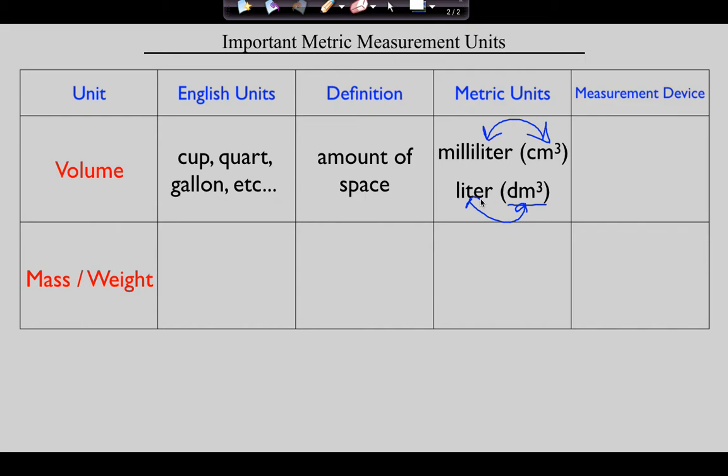So guys, you know the answer to the last one because you did it in lab. Guys, what measurement device do we use to measure the volumes of things? Oh yeah, graduated cylinders. Not beakers, not Erlenmeyer flasks because they're not accurate. We use graduated cylinders.